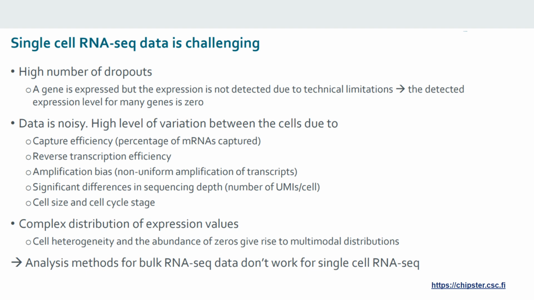So because of that amplification bias from cell to cell, you will see technical variation. Also, there is a significant difference in the sequencing depth, the number of UMIs per cell. In some cells, you will sequence at a very high depth, but in some cells the sequencing depth will be low. That variation will also exist in our single cell sequencing data.